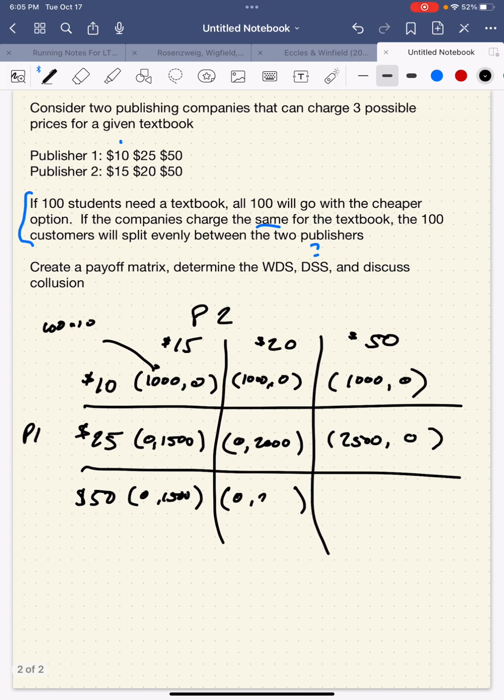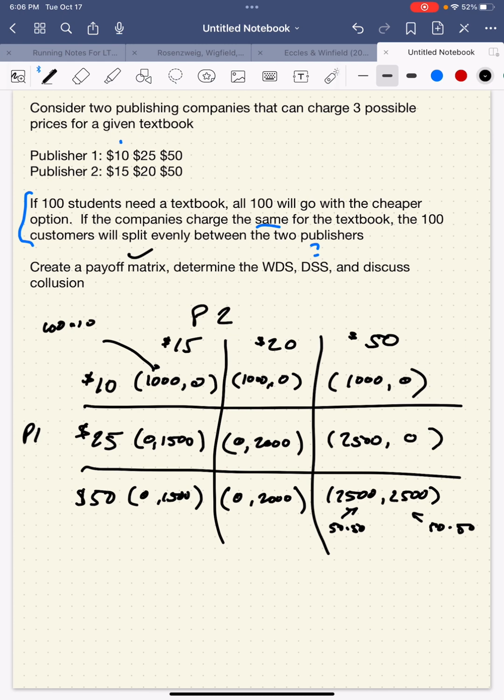And publisher two is making $20 off of every customer, so they're making $2,000. And then the last one, both publishers are charging $50, which means that they're splitting the customers in this case, and each textbook is charging $50. So this is essentially $50 times 50 customers. So these are all of our payoffs, and this is actually our payoff matrix here.